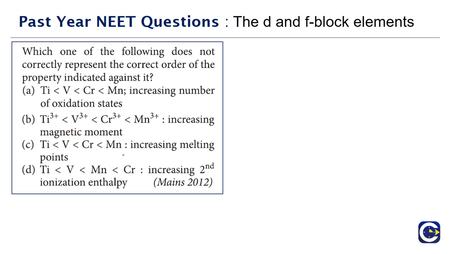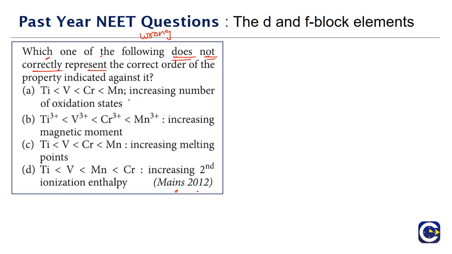Next we have the trend question. So in the d block, these trend based questions are one of the common types of questions. We have a question that came in the Mains paper 2012. Which one of the following does not correctly represent, means we have to look for the wrong one, which one of them does not correctly represent the order. So they are giving us some properties and we have to tell which of these orders is actually incorrect.